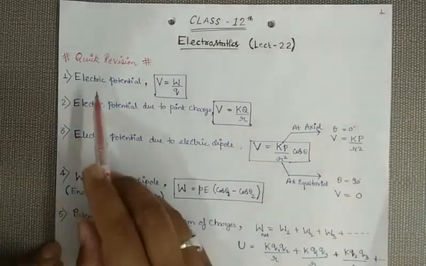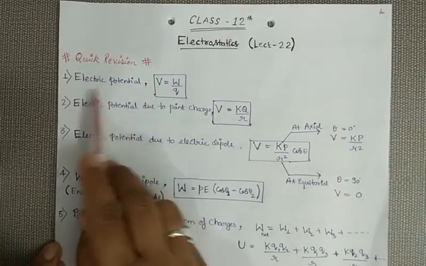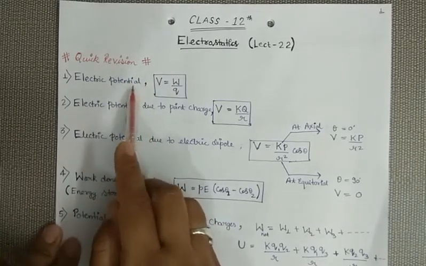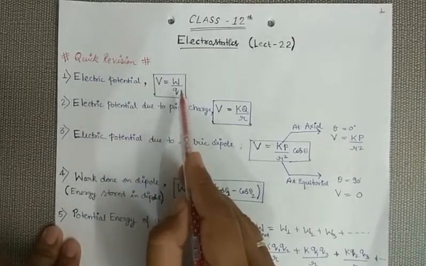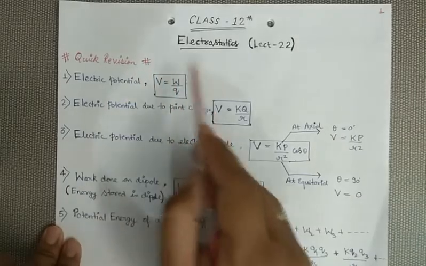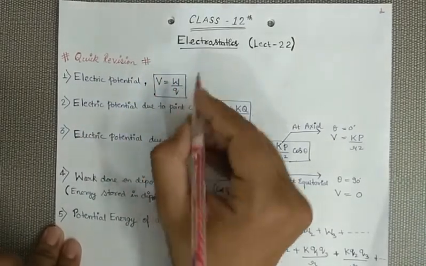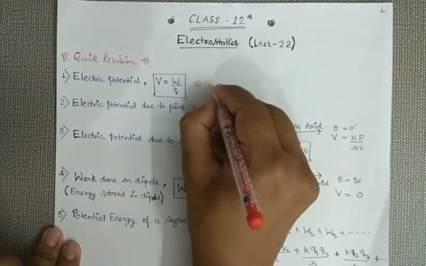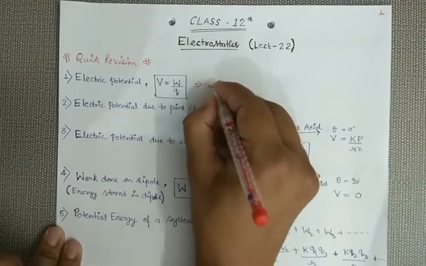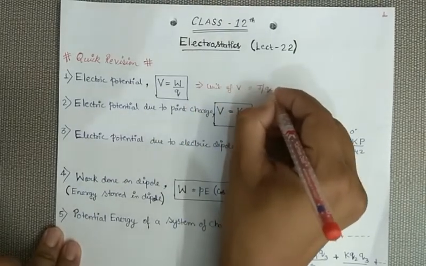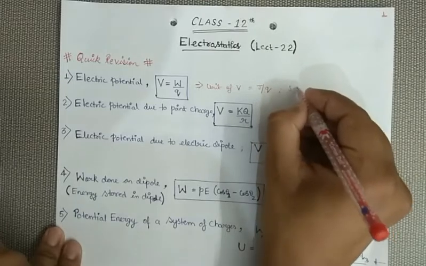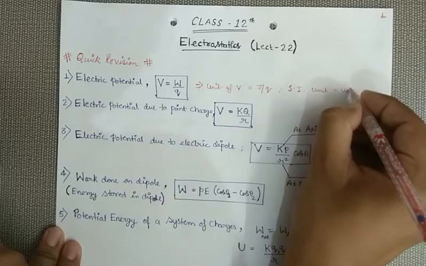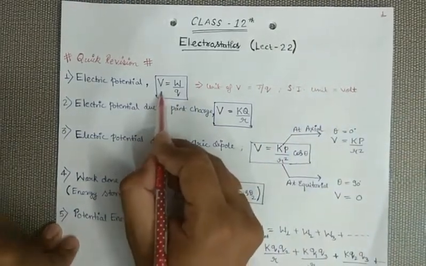Now see, in our earlier class we have studied about electric potential. So the first point here is electric potential. Remember, potential is simply defined as work done per unit charge in an electric field. So V is defined as W by Q, and from this formula you can also state the unit. So the unit of potential can be given as joule per coulomb, and its SI unit is simply given as volt. It is a scalar quantity.